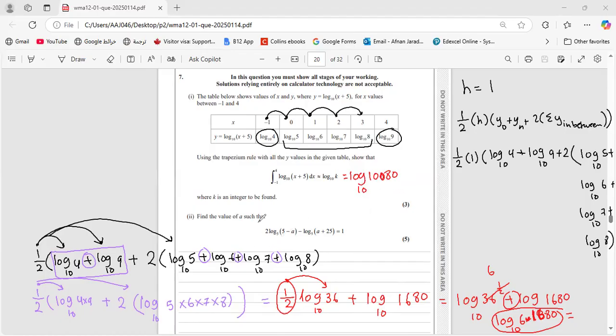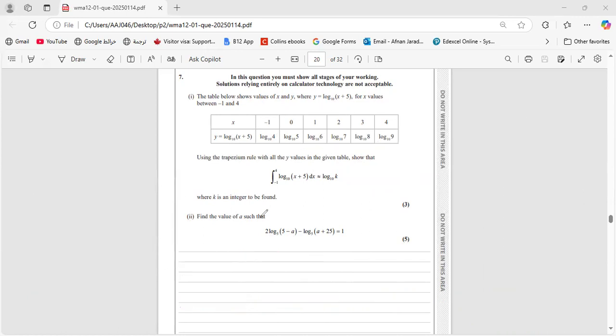Find the value of a such that, okay, other question. Let's remember that x plus 5 equals this one. Hence, okay, to find the value of A such that this equation, okay? Logarithm 5 minus equals 2. The meaning of 2, you can take it as a power, and the meaning of minus, according to the laws of logarithm, you need to divide.